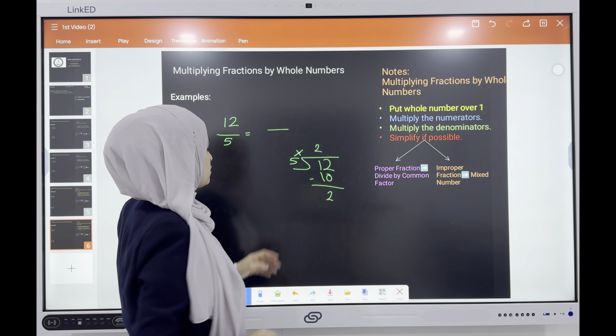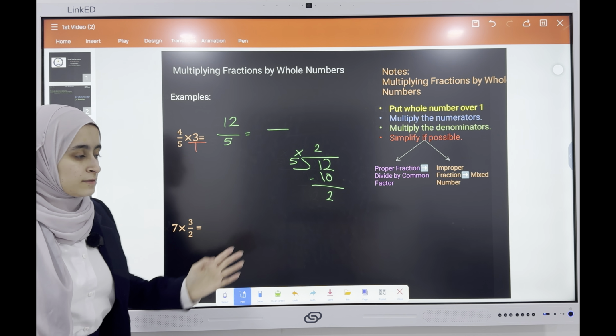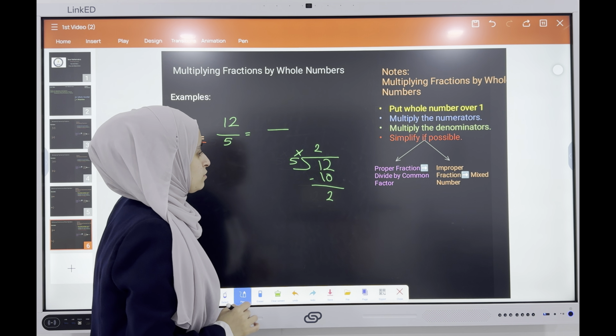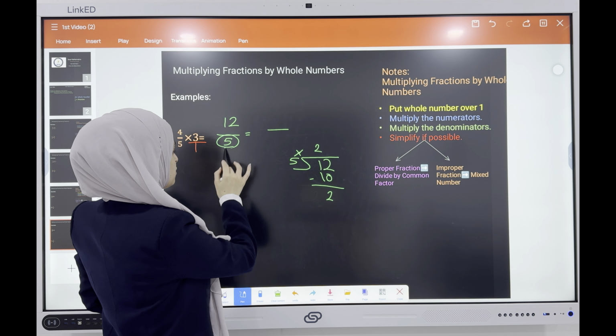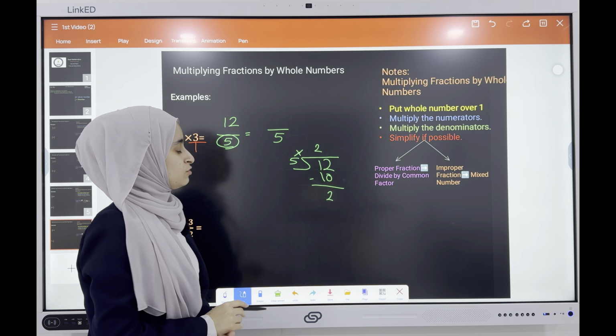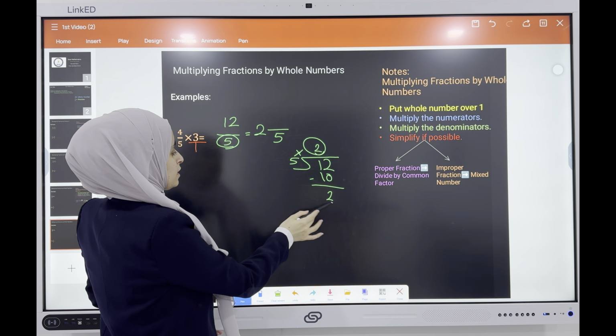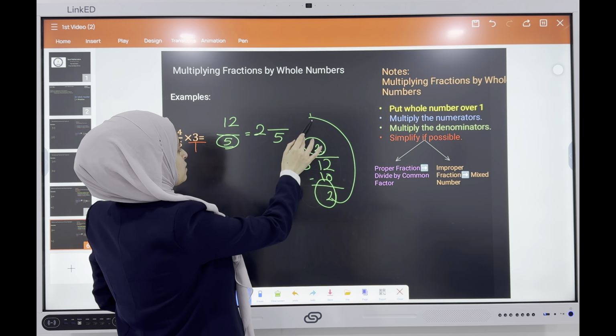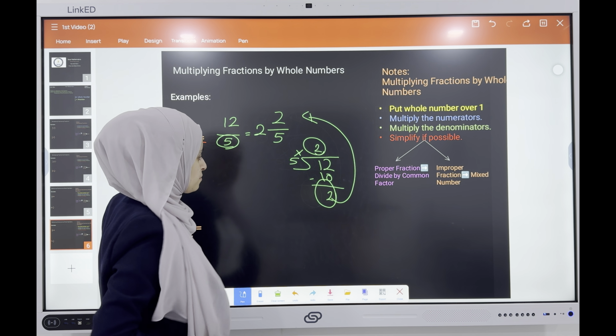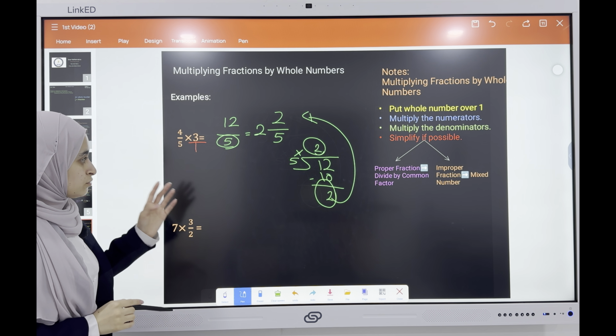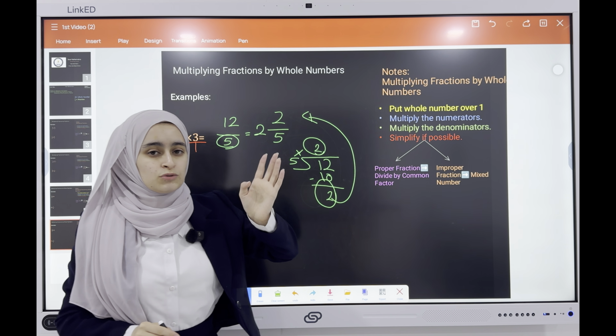Now write this fraction as a mixed number according to this long division. 5, rewrite it, is our denominator. The quotient is our whole number. And then the remainder is our numerator. 12 over 5 is equal to 2 and 2 over 5.